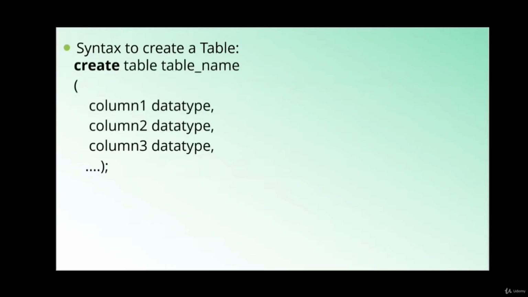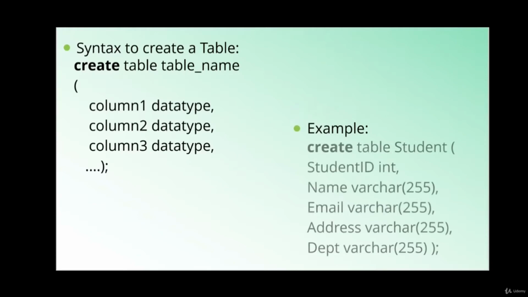After creating a database, if we want to add a table into that database, we'll write the query as create table, table name, and in round brackets, we will add the names of the columns which we want to add into that table. For example, if I want to create a table named student, and in that table I want to add columns like student ID, name, email, address, department, I'll write it as follows.